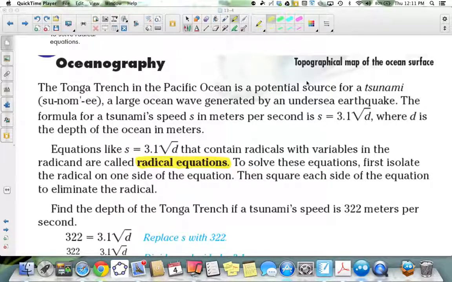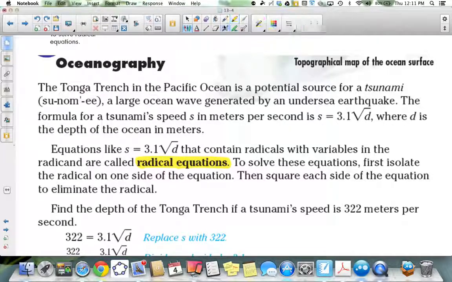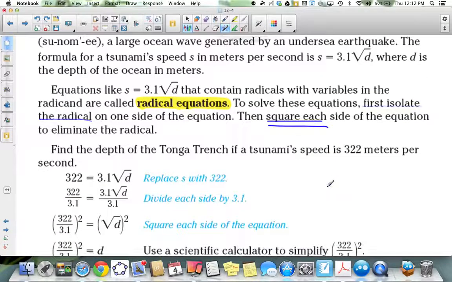To solve these equations, the first step is to isolate the radical on one side of the equation. Then the second step is to square each side of the equation to eliminate the radical. So these are the steps that we are going to use in solving radical equations. First step is to isolate the radical, and then the second step is square each side. So step 1, step 2. Okay, let's go back to our example and see how that works.